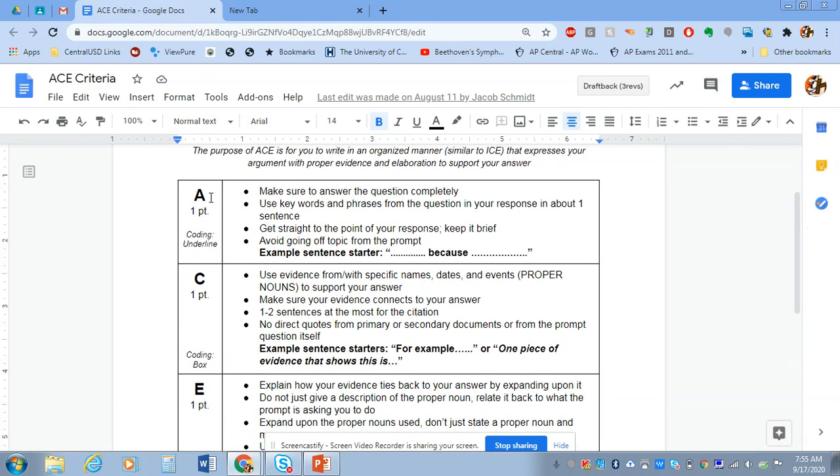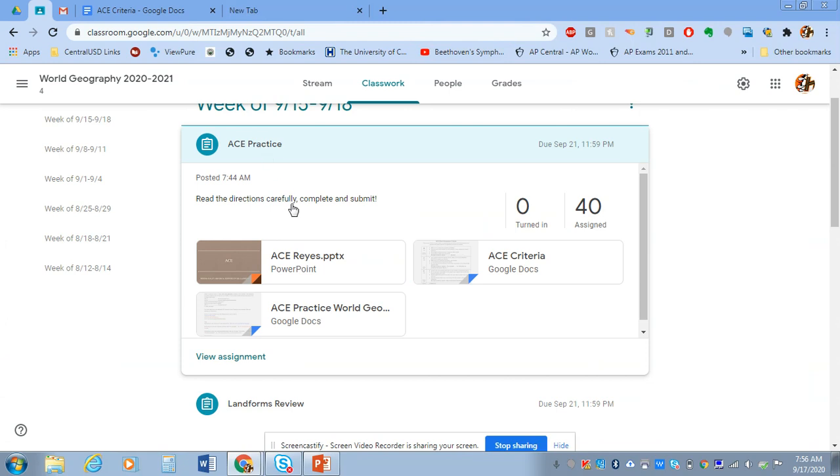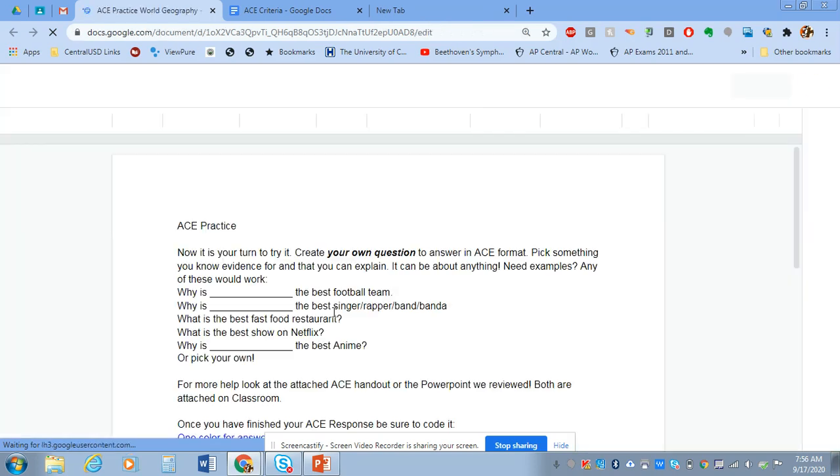So you can see here I've gone over A, make sure to answer the question completely. Use keywords and phrases. Get straight to the point. Example sentence starter, make sure you have the word because. So you can go over this. I won't read the whole thing because we just did it, but I think you'll find that it'll be pretty helpful for you. So there's that. But here's the actual assignment, this ACE practice. This is what I want to show you so you know what you're doing for today's assignment.